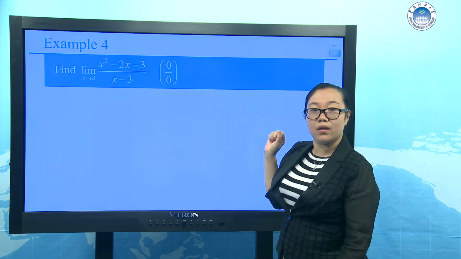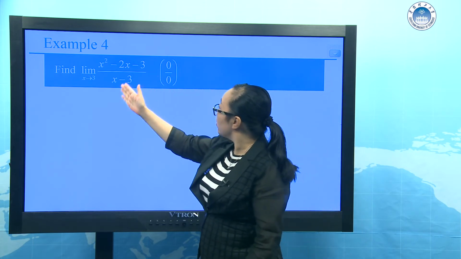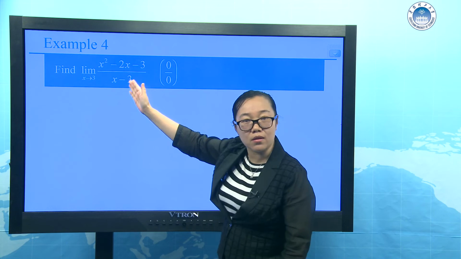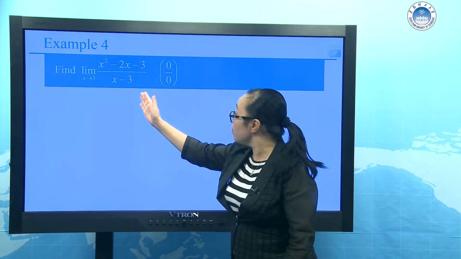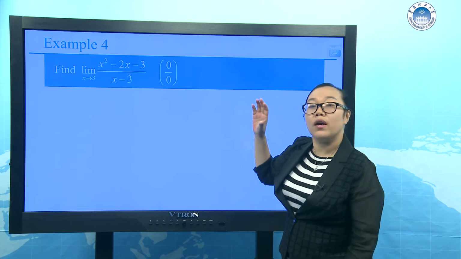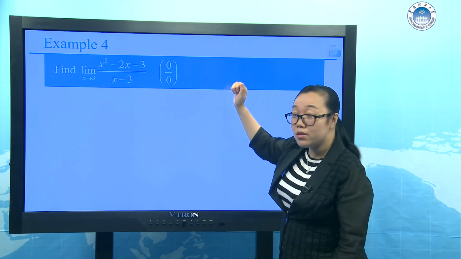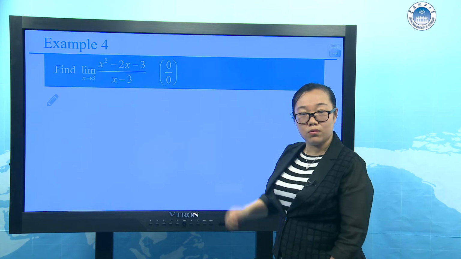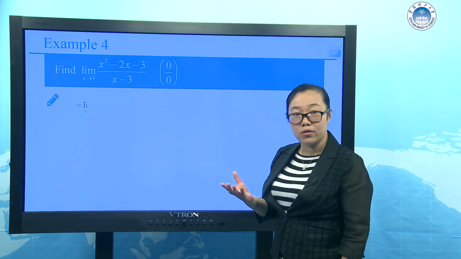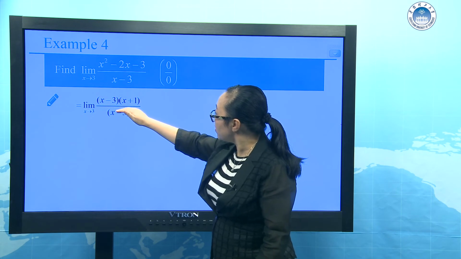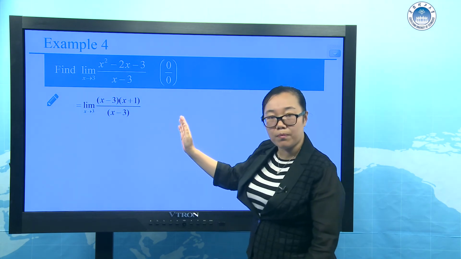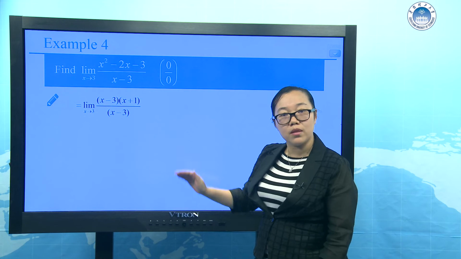Look at f. As x tends to 3, 3 squared minus 2 times 3 minus 3 equals 0. And 3 minus 3 equals 0. So it means 0 over 0 is there. How to do? According to factoring, we can write this expression as x minus 3 times x plus 1 over x minus 3.